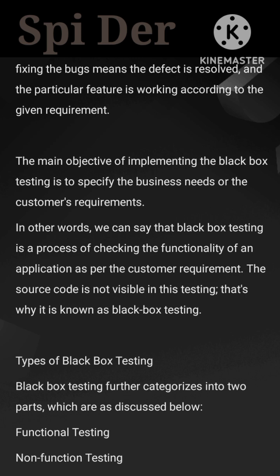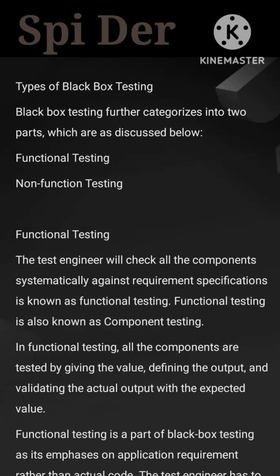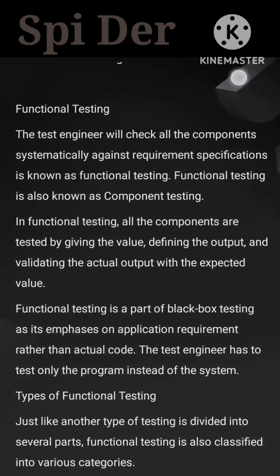In other words, we can say that the black box testing is a process of checking the functionality of an application as per the customer requirement. The source code is not visible in this testing. That's why it is known as BBT, black box testing. Types of black box testing. Black box testing further categorizes into two parts, which are discussed below: functional testing and non-functional testing.